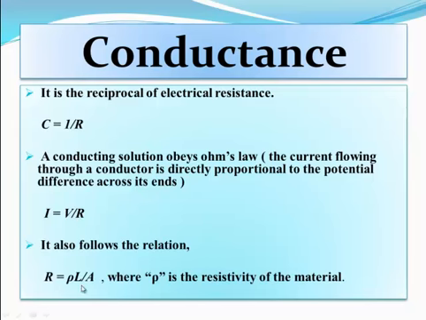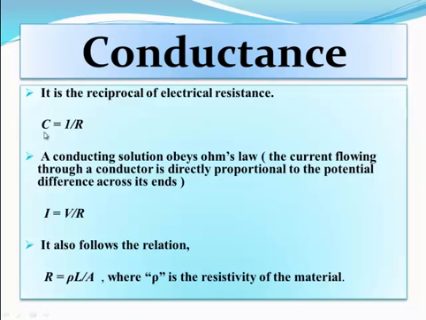This is a simple formula which I am sure you all have come across earlier, which relates resistance, the length of a conductor, and the area of cross section of a conductor. So this formula is R is equal to rho L by A, where rho is the resistivity of the material, L is the length of the conductor, and A is the area of cross section. This formula clearly tells us that resistance is directly proportional to the length of the conductor and inversely proportional to the area of cross section.